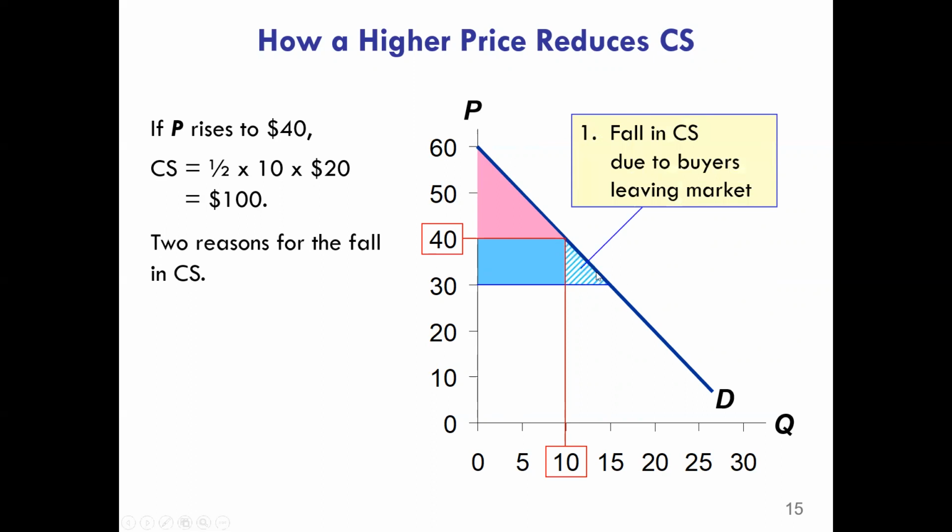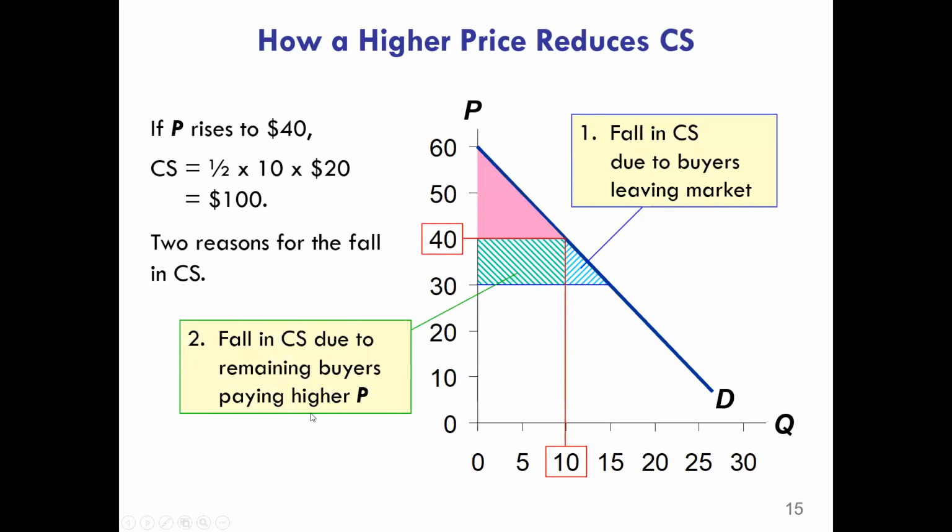So the first one has got to do with the area shaded blue. And we can see that there's a fall in consumer surplus due to buyers leaving the market. So initially, there were buyers in the market when the price was 30. When the price increased to 40, these buyers could no longer afford it, and so they left the market. And this is one of the reasons why the consumer surplus declines.